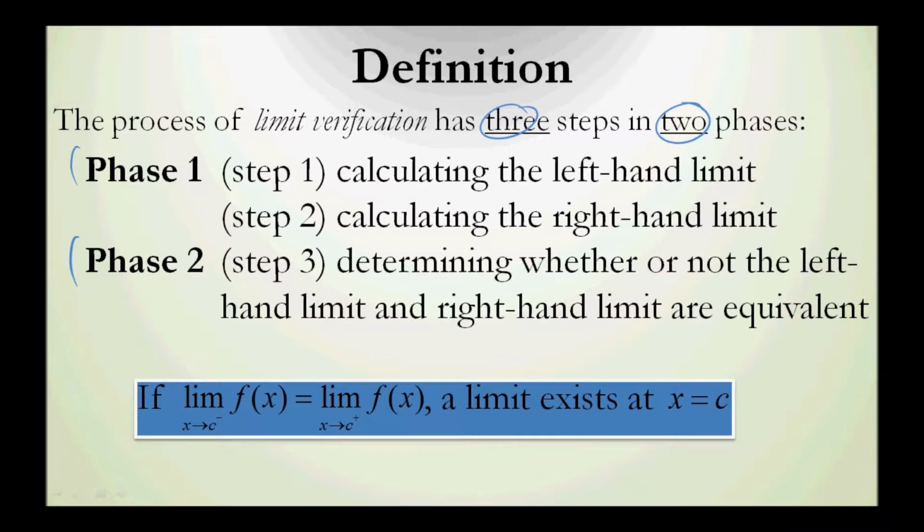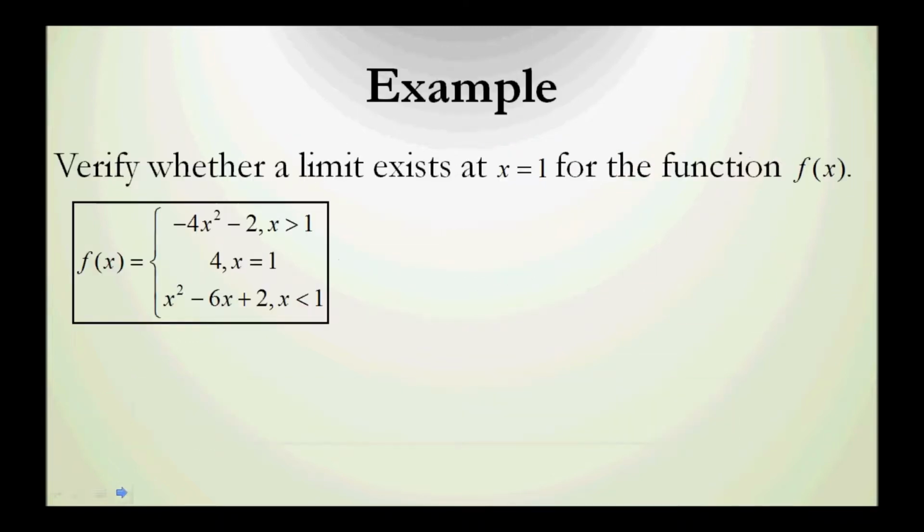equivalent. Thus, we can simplify this to say, if the limit of f of x as x approaches c from the left is equal to the limit of f of x as x approaches c from the right, a limit exists at x equals c. So here's an example. Verify whether a limit exists at x equals 1 for the function f of x.